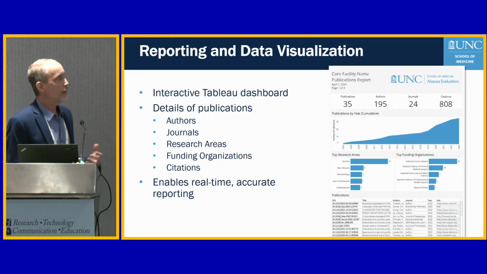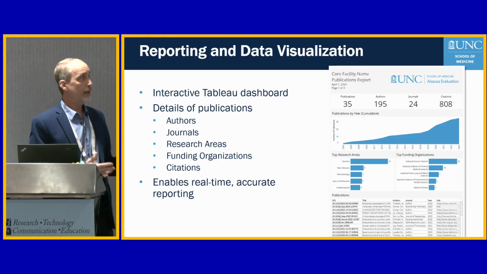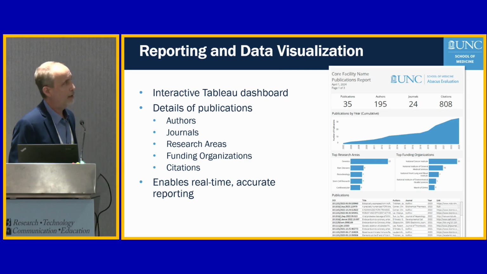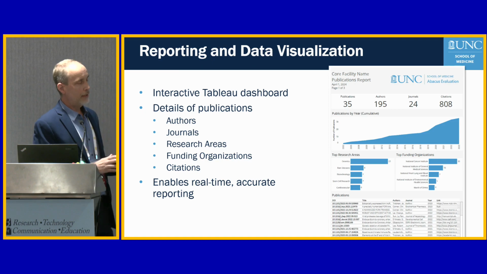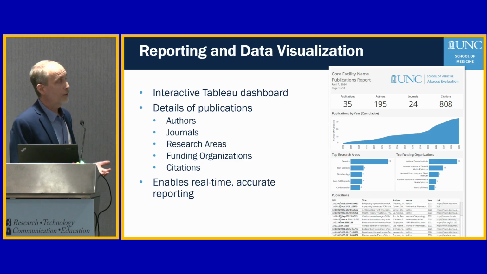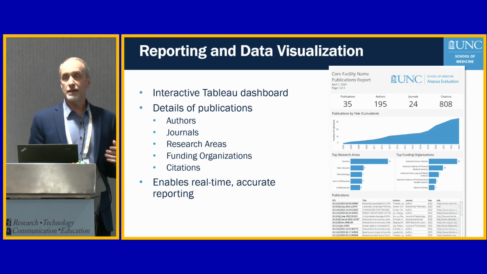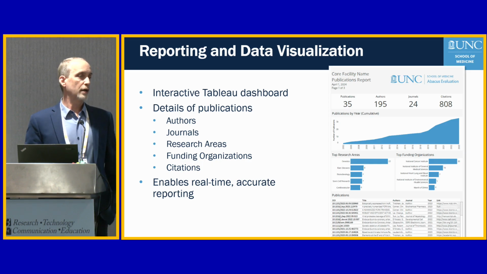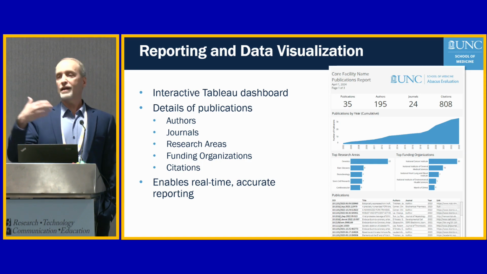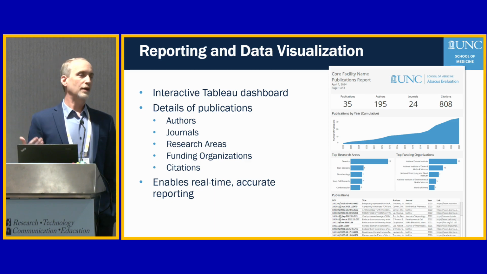So what can you get out of this? This is an example of a dashboard that we can generate, which will include all the identifiers of the core, but also all the details of the publications associated with that core for any time frame. So the authors, the journals, the research areas, the funding organizations, citations themselves, and the idea is that they can go in anytime, punch a button, and it'll pull a report. So anytime your annual report's due for your CCSG or whatever it might be, you can go in, pull the report, roll it up.